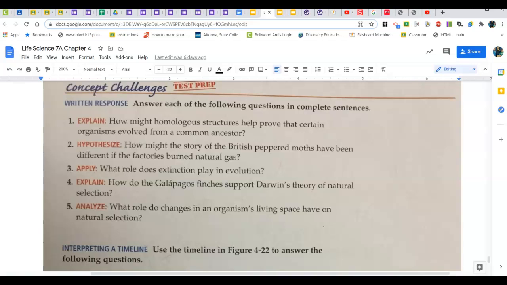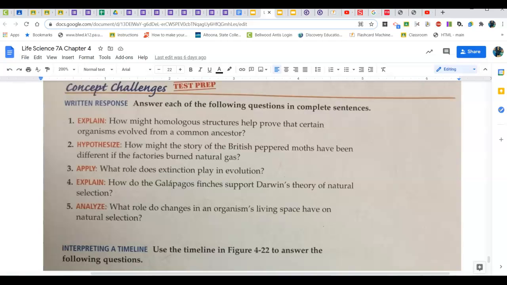How might the story of the British peppered moths have been different if the factories burned natural gas? Well, most of us here in Bellwood have natural gas as our heating source. You don't get that black coal smoke that you do when you burn coal. So if there's no coal smoke, no black dust, the trees stay white and the peppered moths stay white and never evolve to that black color and then evolve back.